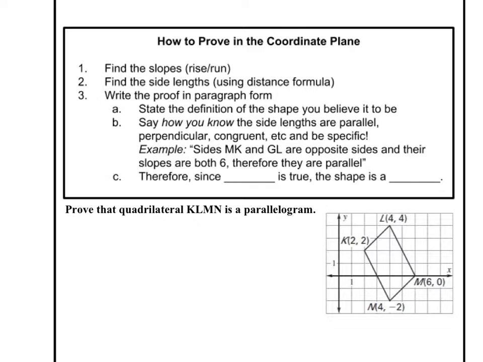And then we say how we know. So you have to say, okay, it's a quadrilateral. How do you know this is a quadrilateral? Then we have to say that the sides are parallel. How do you know that the sides are parallel? And then put those things together, say, I know that this shape is a blank because these things are true.